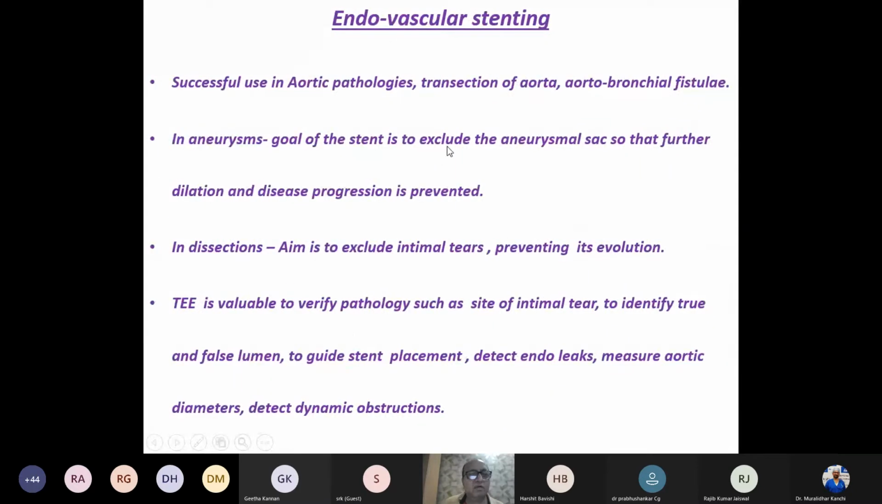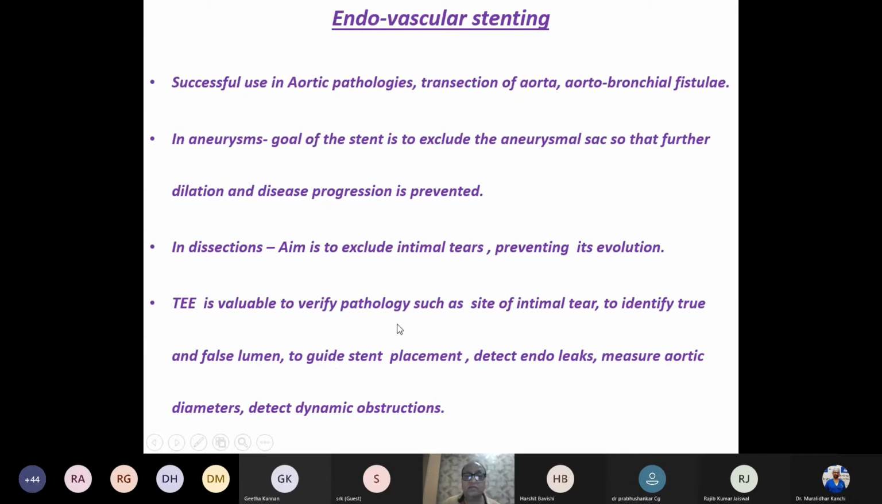Now, a very short note on the endovascular stenting. It is useful in aortic pathologies, especially in transection of the aorta or aorto-bronchial fistulae. In aneurysms, the goal of the stent is to exclude the aneurysmal sac so that further dilation and disease progression is prevented. So, now why do you use TE in these individuals, especially in endovascular stenting?